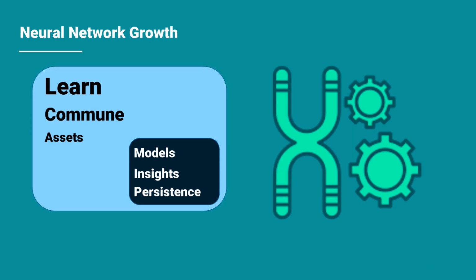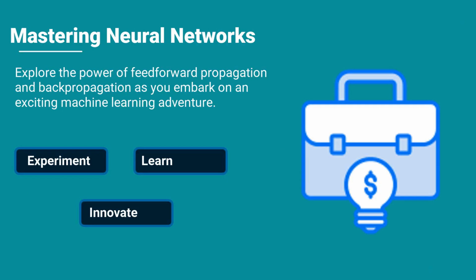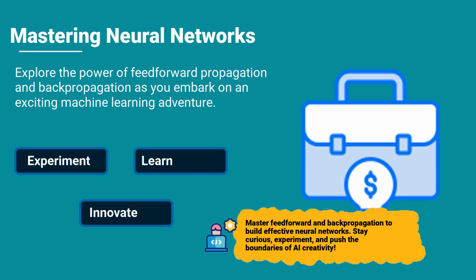So keep pushing forward. In summary, mastering feed-forward propagation and backpropagation is a significant milestone in your machine learning journey. You now possess the fundamental tools to build and train effective neural networks from scratch. Keep experimenting and keep learning. Because as always, it's about pushing the limits of what artificial intelligence can achieve. So, dive in, get your hands dirty, and let's see where your creativity takes you next.